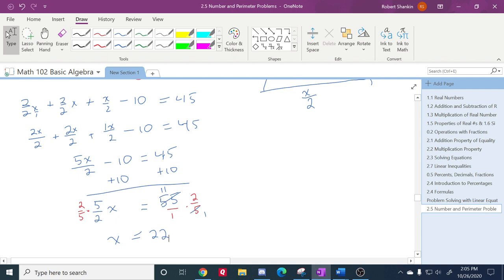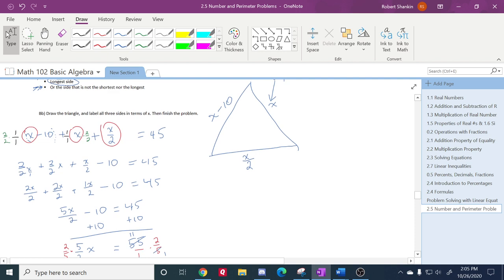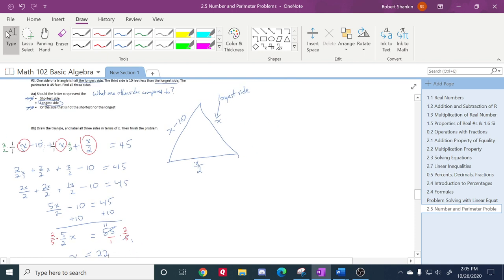What I want you to do now is answer the question. Go back to the picture with the 22 and write a worded answer. I'm going to give you a minute for that.